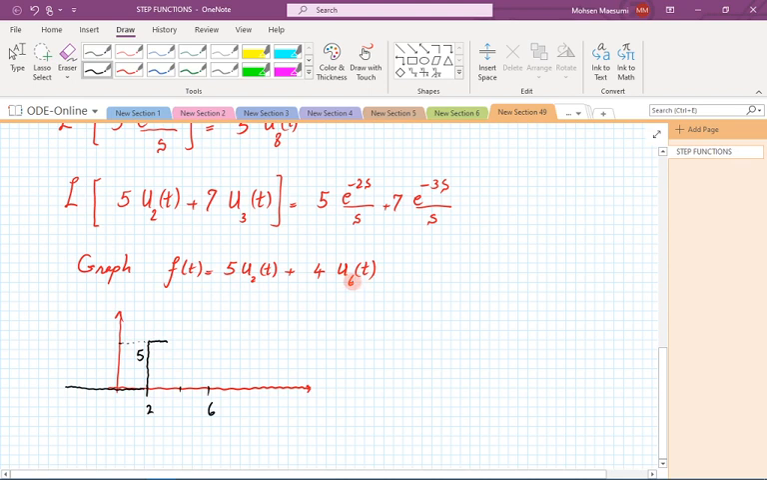At time 6 you open the gate to this. So up to time 6 we are just going to go with voltage 5. At time 6 we have an additional current coming into the system whose voltage is, say, 4, and that's going to add on top of what we had before. So if we go up by 4, and then after that there are no switches, so that's where you stay.